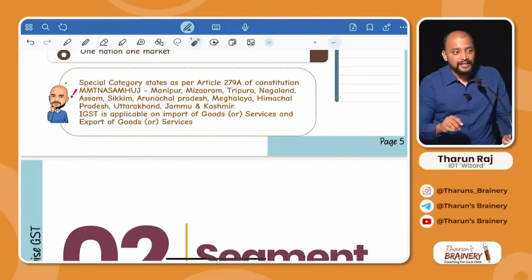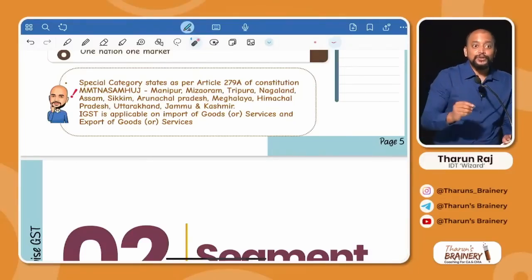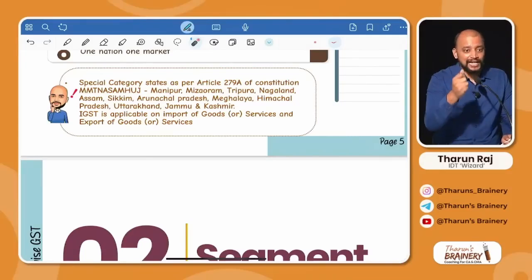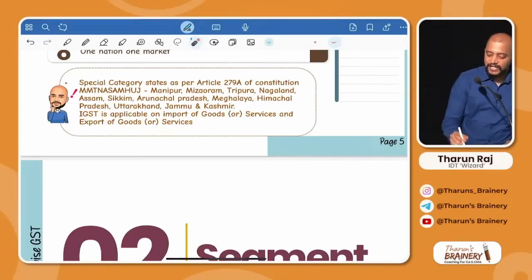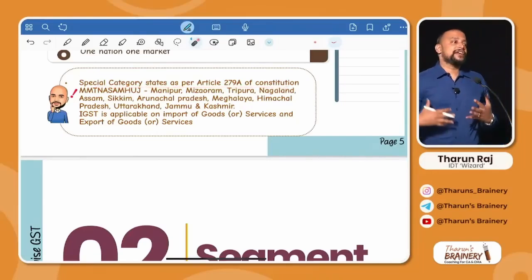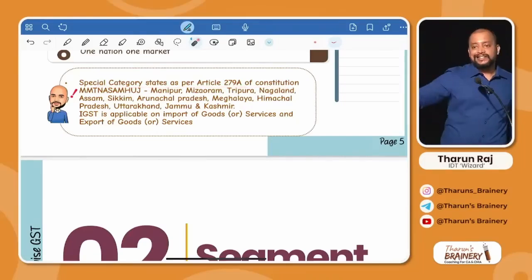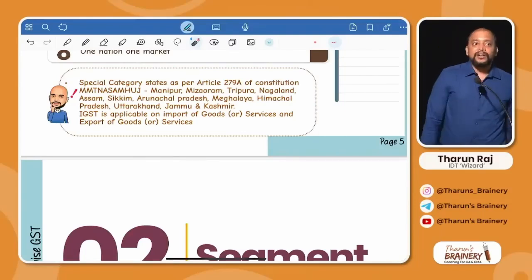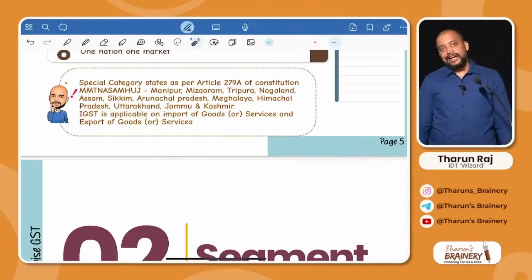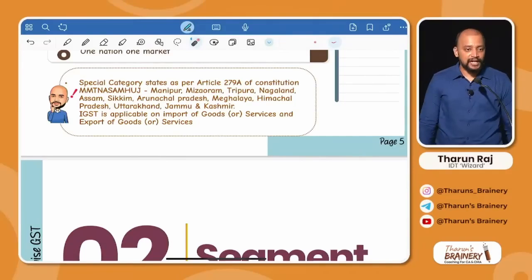HUJ: H, Himachal Pradesh, U, Uttarakhand, not Uttar Pradesh, Uttarakhand, then J, Jammu and Kashmir. These are considered as special category states, which means always some special privileges are given to those states, because they are economically weak, or they needed more support from the government. For that reason, these are categorized as special category states.